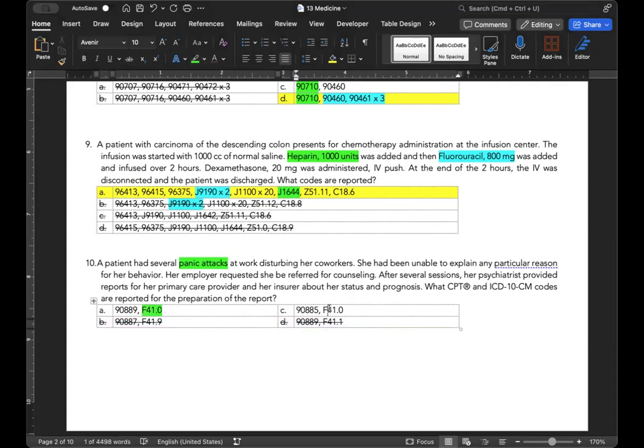And then we're going to go back to our CPT book. And we're going to decide, do we need 90889 or 90885?